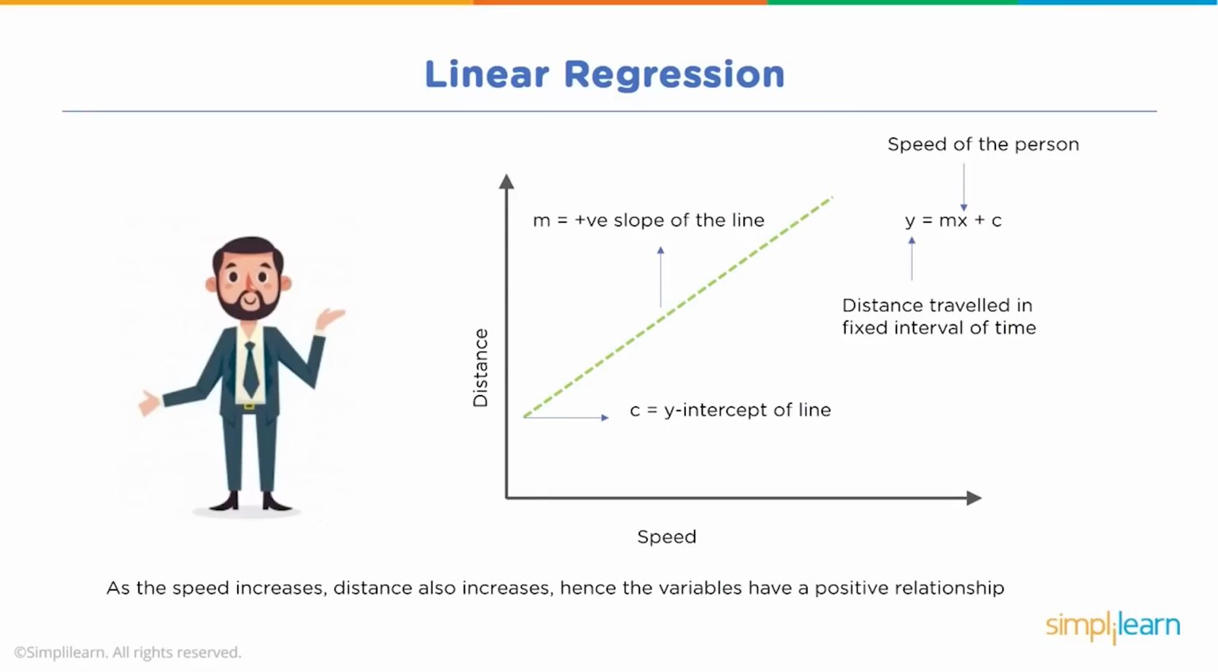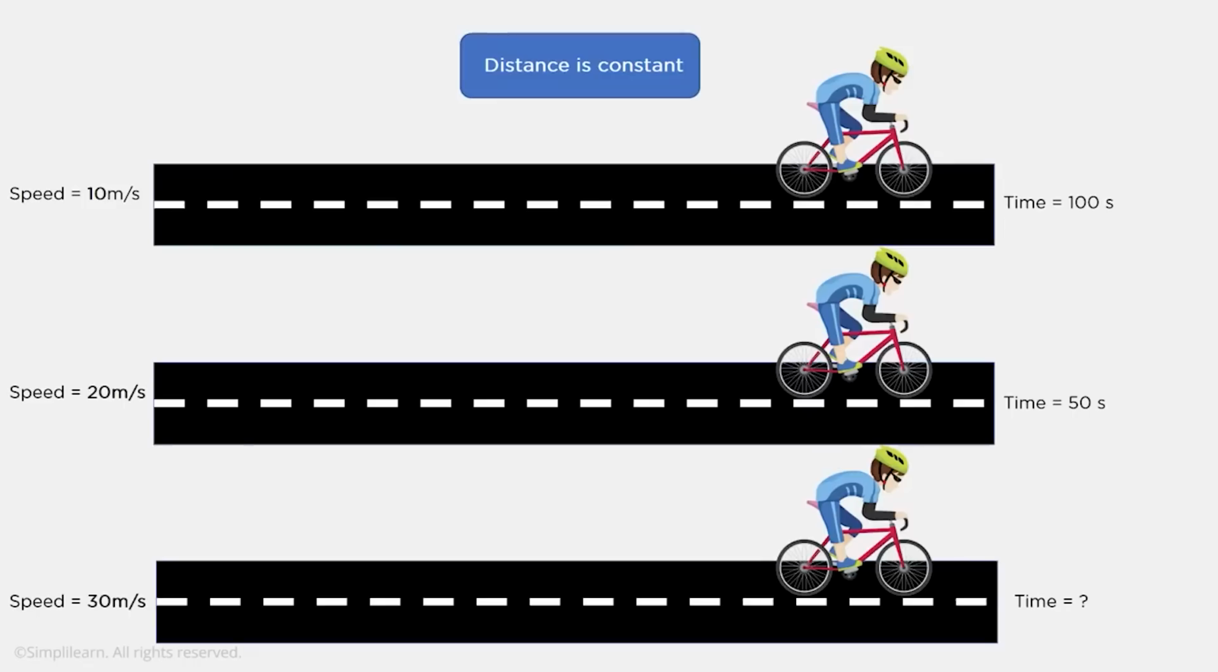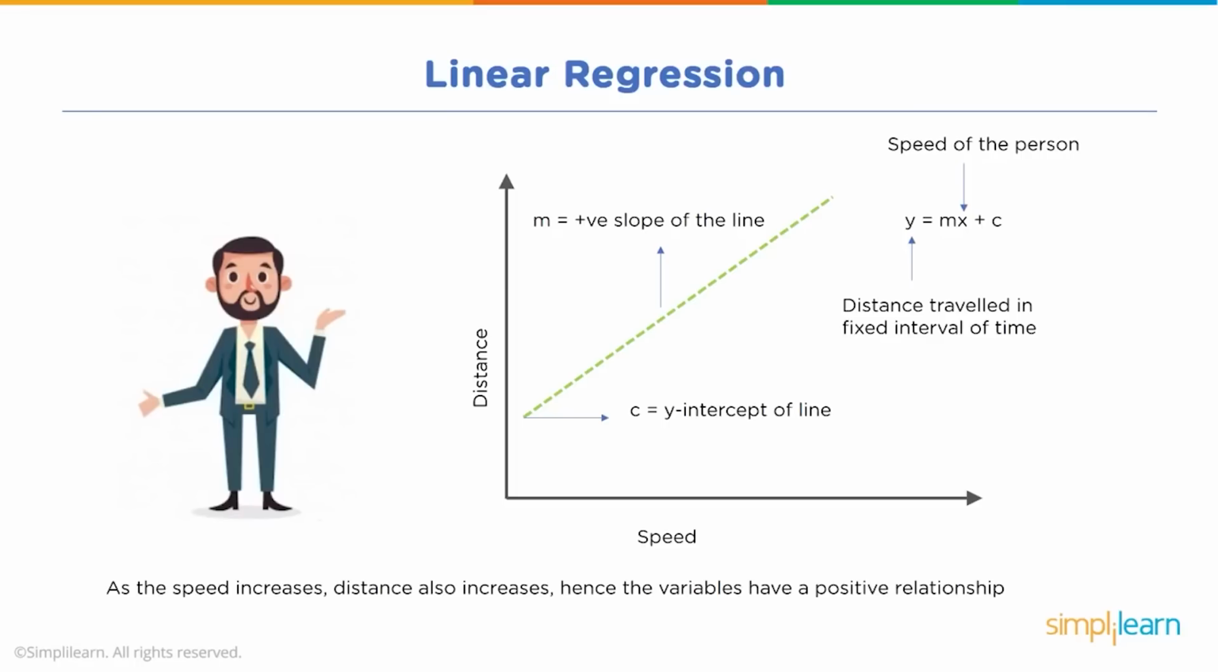In a linear regression model, we have our distance against the speed, and we have m equals the slope of the line. We'll notice that the line has a plus slope. As the speed increases, distance also increases, hence the variables have a positive relationship. So for the speed of the person, y equals mx plus c, distance traveled in a fixed interval of time, we could very easily compute, either following the line or just knowing it's 3 times 10 meters per second, that this is roughly 102 kilometers that this third bicyclist has traveled. One of the key definitions here is positive relationship. The slope of the line is positive.